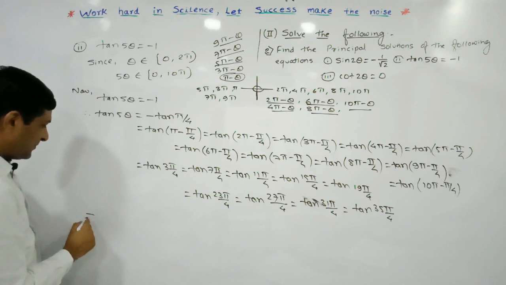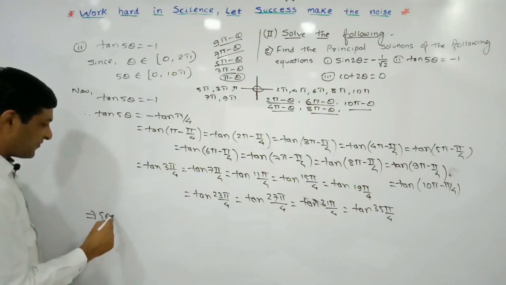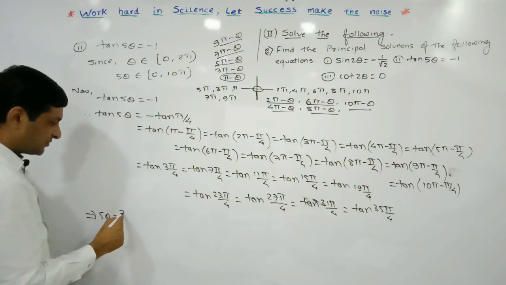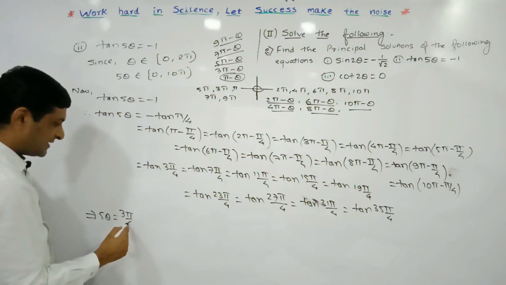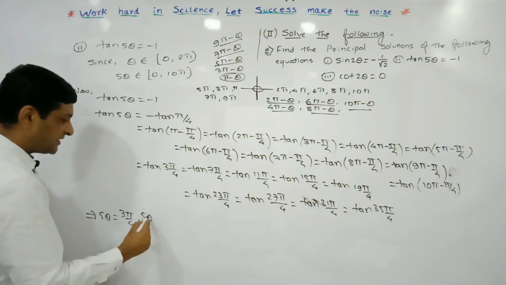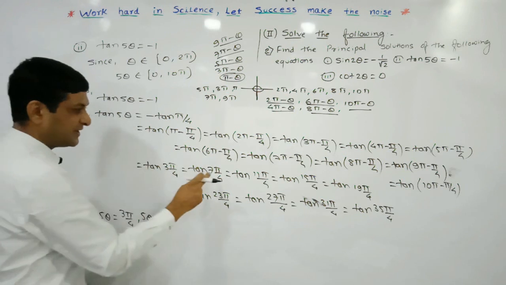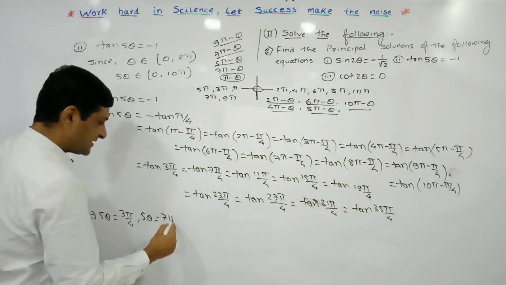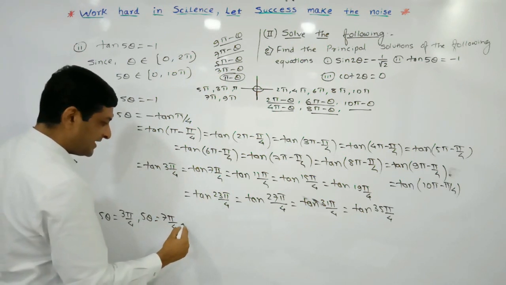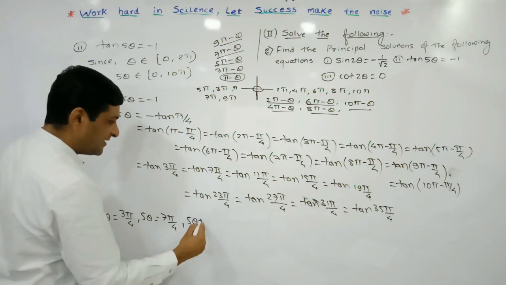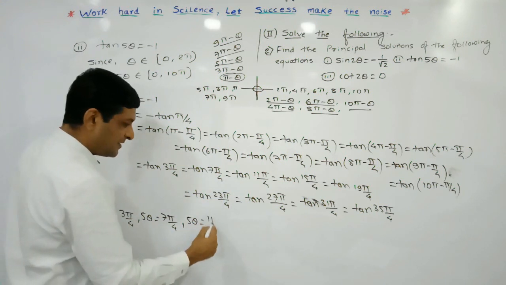So this implies that the first value of 5θ is 3π/4. The second value of 5θ is 7π/4. The next value of 5θ will be 11π/4.